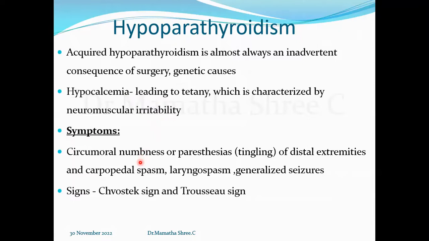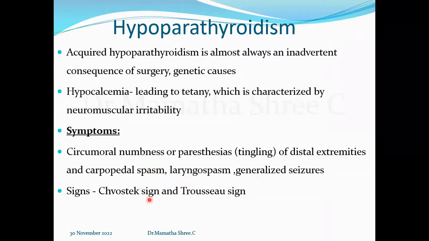carpopedal spasm. When I say carpopedal spasm, carpo refers to the carpal bones. There is a spasm, meaning there will be flexion at the elbow joint, flexion at the wrist joint, flexion at the metacarpophalangeal joints, and extension at the interphalangeal joints. I'll show you the picture in the next slide. There can be laryngospasm, there can be generalized seizures.